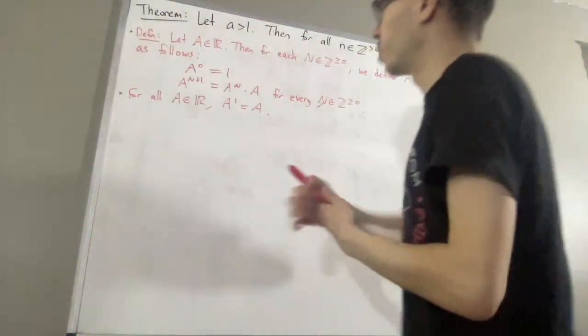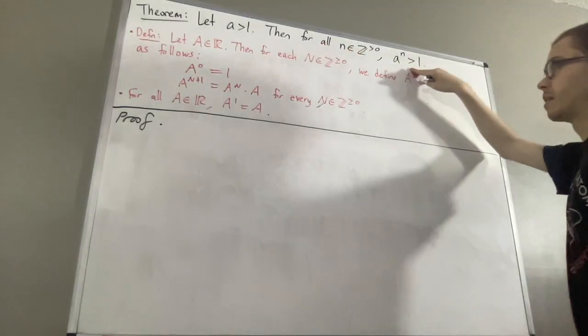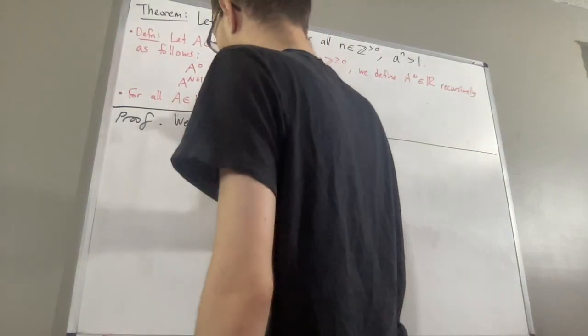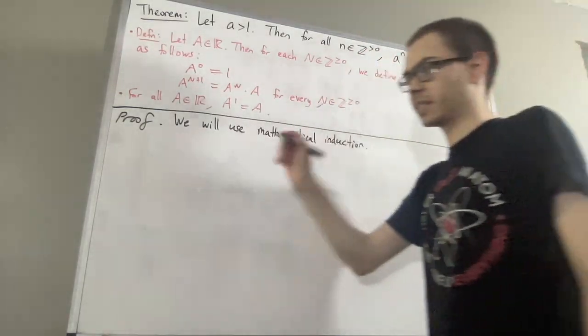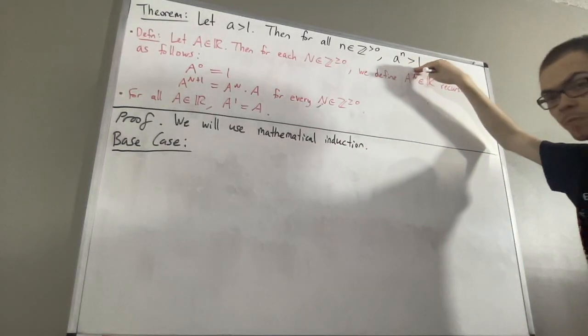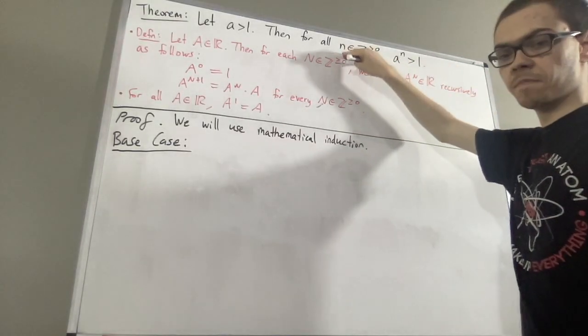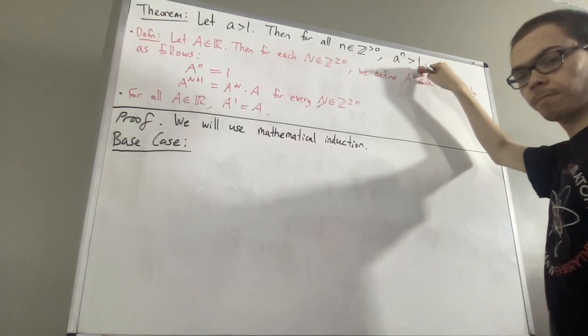So now, let's get into proving this theorem. Now, we're going to prove this statement by induction. So let's start with the base case. In the base case, we're trying to prove that this is true in the case where n is equal to 1. So we want to show that a to the power of 1 is greater than 1.